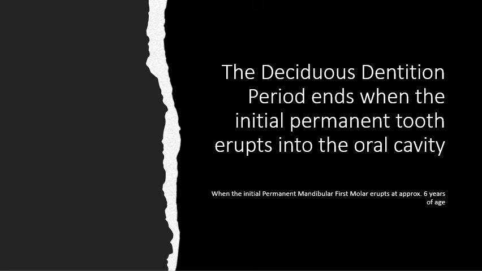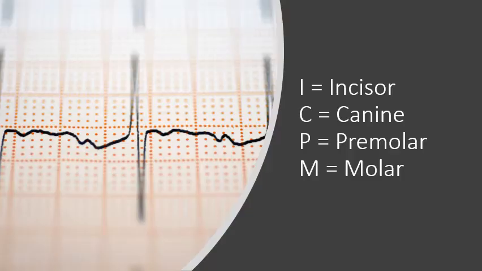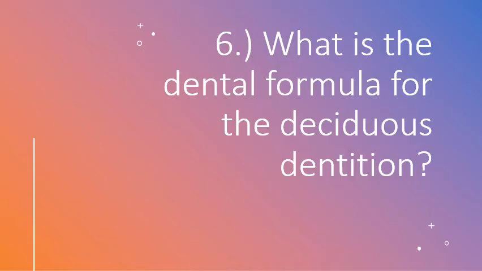mixed dentition phase. So now in the dental formula, these letters I, C, P and M, what do they represent and which teeth do they usually represent? So I stands for incisor, C for canine, P for premolar, M for molar. So ICPM is the abbreviation for it. So the next question is, what is the dental formula for the deciduous dentition?